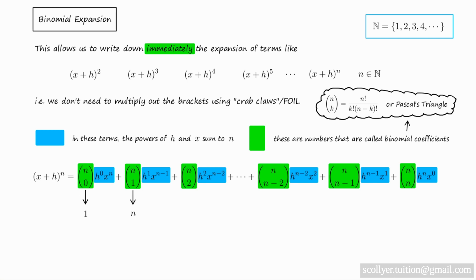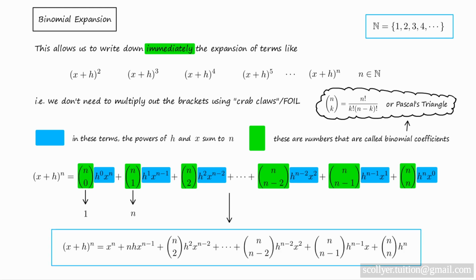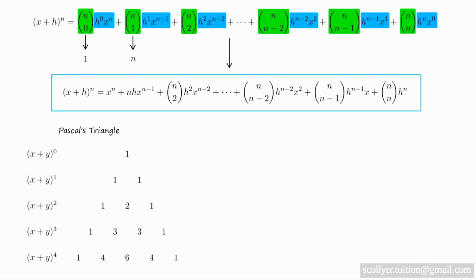And that allows us to write down the expansion of x plus h to the n in the form that we require it, which is this expression shown in the blue box. And you should note that anything to the power 0 has turned into 1, and anything to the power 1, such as h to the power 1, has become that term itself. So h to the power 1 becomes h.